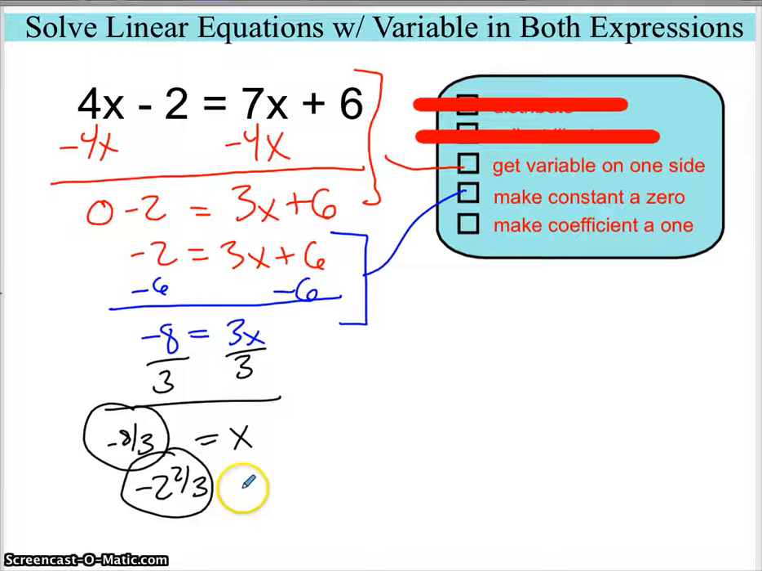As a decimal, it would be negative 2.6 with the 6 repeating. Any of these three answers, they're all the same, just different forms.